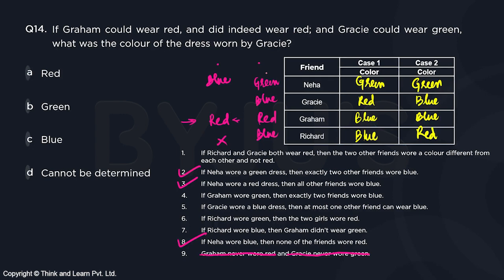There were only two cases. In both these cases, we found out that only one case will suffice. Green, blue, red, blue. And the question is, what is the color of the dress worn by Gracie? So Gracie wears blue color. So C is going to be the answer.